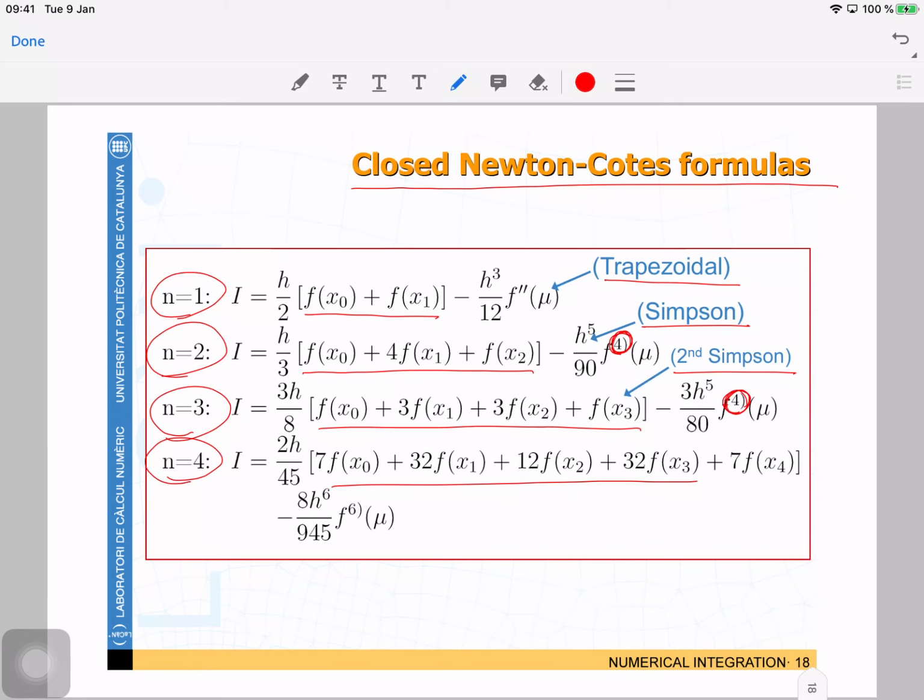Why? As I mentioned before, when we have an even number for n, for example here n is equal to 2, then the order of quadrature is 1 more. So in the case of Simpson we have 3, 2 plus 1, and in the case of second Simpson, since it is odd, we have the same. So in the case of second Simpson it is also 3, so it is the same for Simpson and second Simpson.